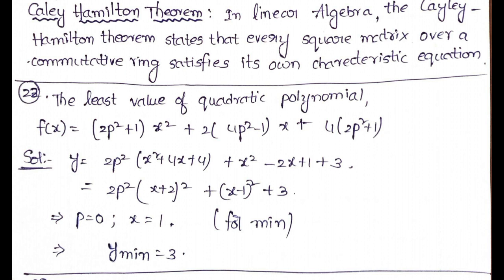He asked us for the minimum, the least value. For it to be the least, if we take p as 0, one term will be removed, and if you put x as 1, the other term will be removed. That means the minimum value of this function is 3. Okay, this is the answer.